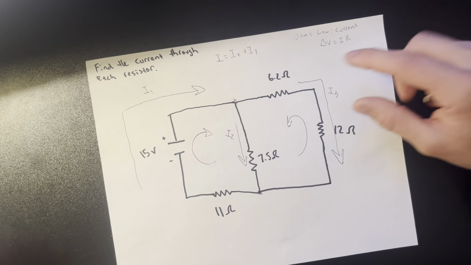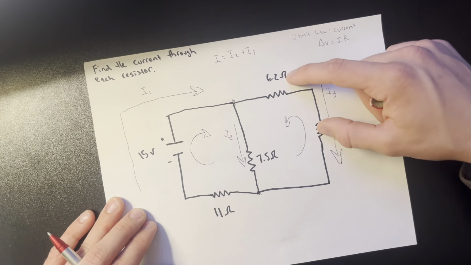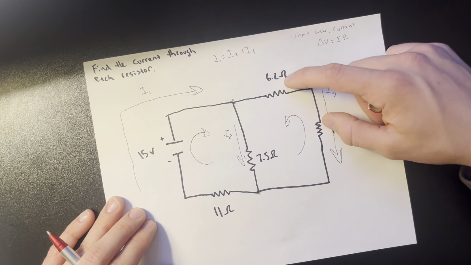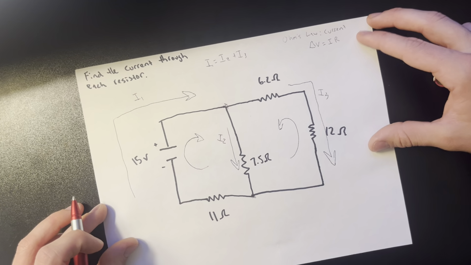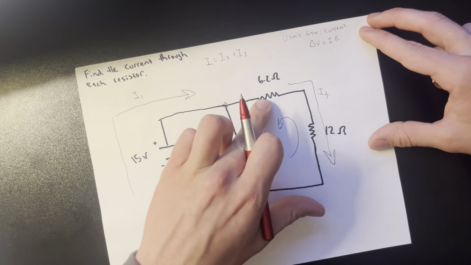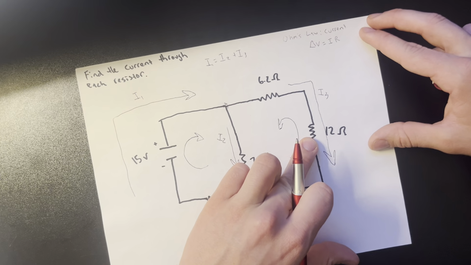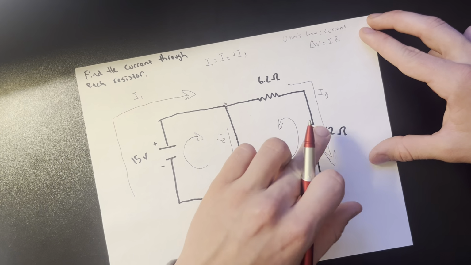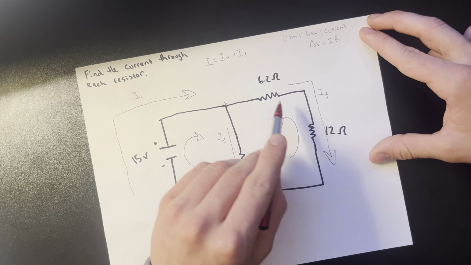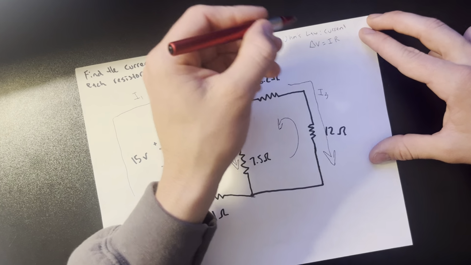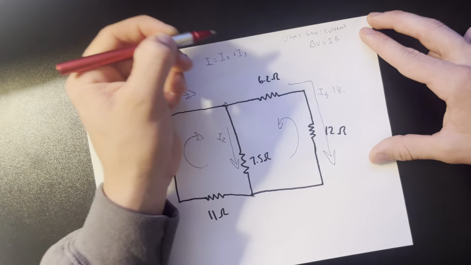One other thing to do right off the bat is we're going to combine these two because they're in series with one another. So because they're in series, you're just going to simply add them. No inverse needed. That would be if they were in parallel, and these two are not in parallel with one another. So we're just going to note that this I3 is 18.2.